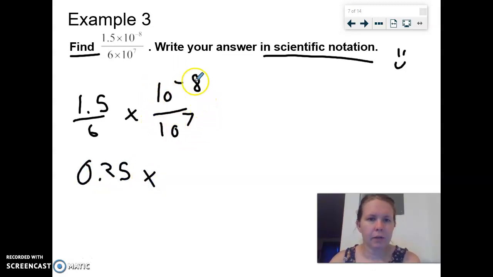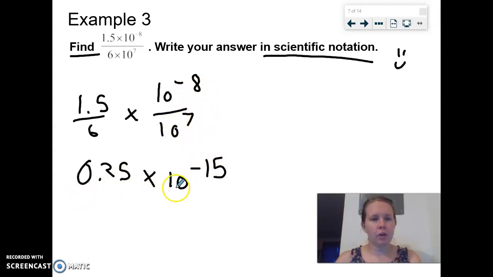For this part, I'm going to use those integer rules. Remember, when I'm dividing things with the same base, I'm going to be subtracting. So I'm going to have negative 8 minus 7, which gives me negative 15, because this is a positive 7.